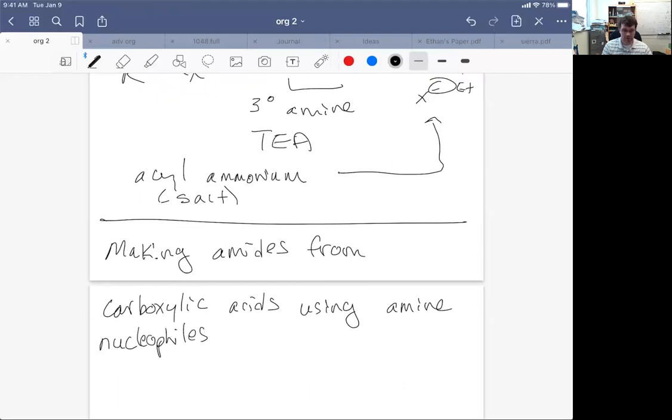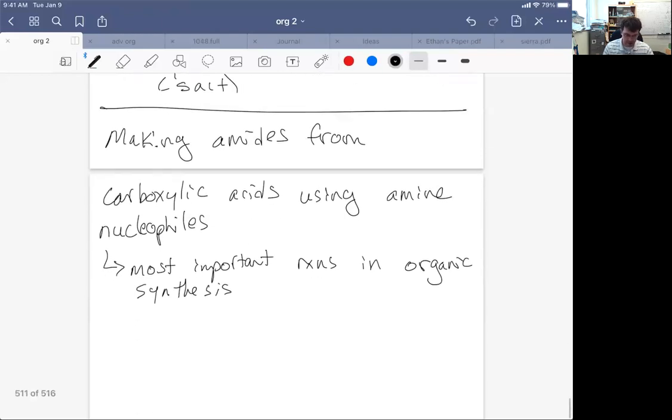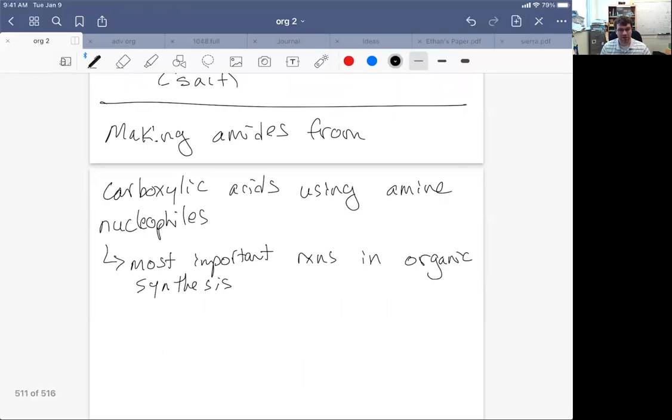Okay, now the general approach. First of all, let's just emphasize, this is one of the most important reactions in organic chemistry, really organic synthesis, just to put some industrial importance on here, because amides are so prevalent in medicinal compounds that making amides becomes very important.